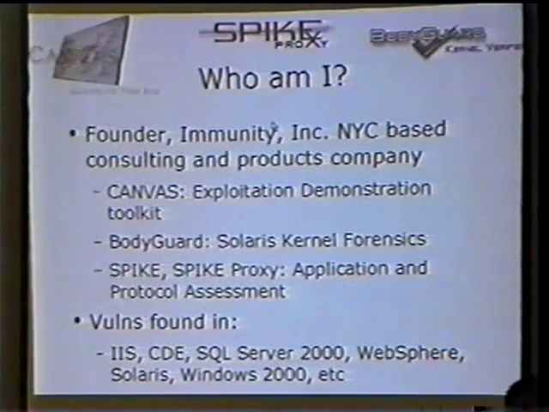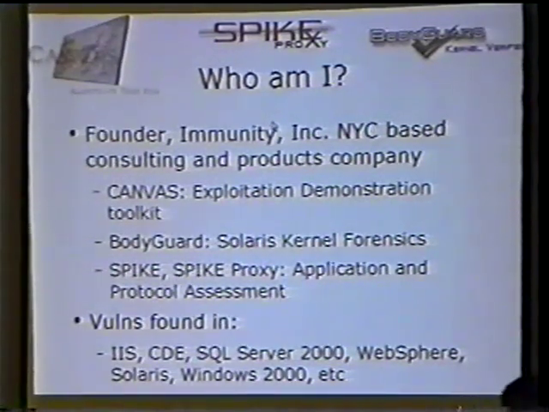I'm the founder of Immunity Incorporated. It's a New York City-based company. It does consulting and products. One of the products you just sort of saw, it's Canvas. It's kind of a toolkit for demonstrating exploits, or if you're someone who writes exploits, it's a toolkit for writing exploits and demonstrating exploits. I also sell a Solaris kernel forensics tool, which will detect kernel Trojans.